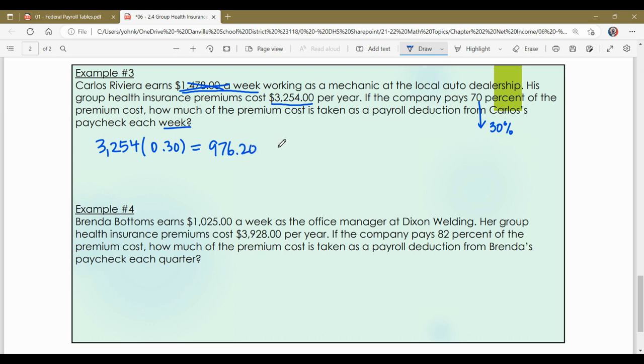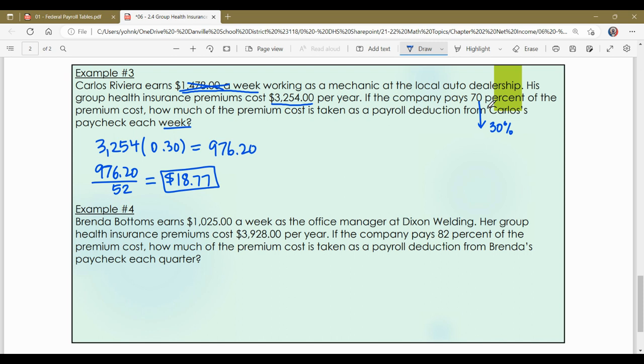$976.20. Well, he gets paid each week. So I need to take $976.20 and divide by 52, because that's how many paychecks there would be if he gets paid a week. This means that $18.77 is going to be taken out of his paycheck each week. So it doesn't matter how much he earns a week. He's still going to get $18.77 taken out of his paycheck, no matter how much he earns a week. It's all about how much the plan costs and how big of a percentage your company is going to pay. The more they pay, the less you pay.